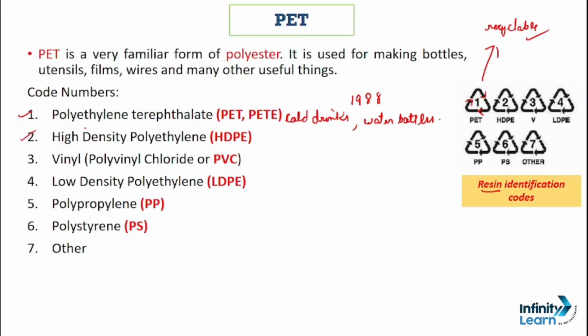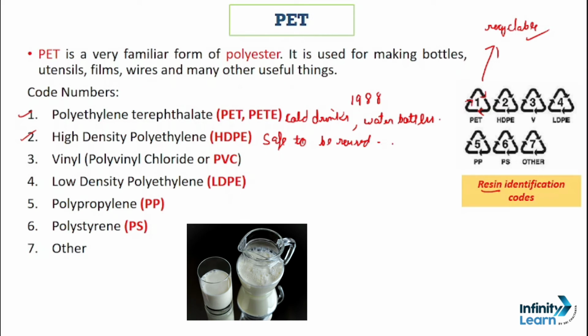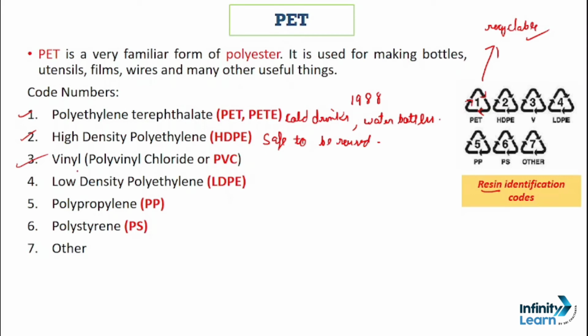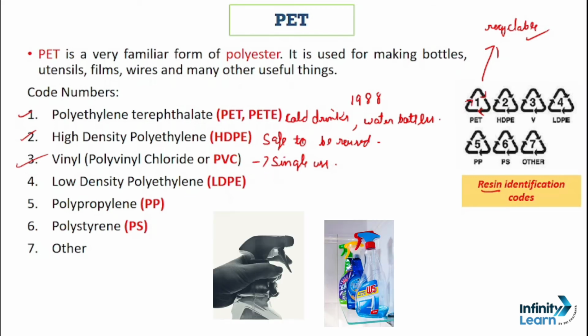Our second type of plastic is high density polyethylene, that is HDPE. It is safe to be reused, so you can reuse this type of plastic. Examples made of this plastic are milk jugs, juice bottles, and butter and yogurt containers. The third type of plastic is polyvinyl chloride, or vinyl, PVC, which is a single-use plastic. Examples are window cleaner bottles, detergent bottles, cooking oil bottles, etc.